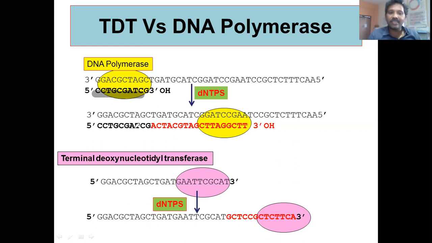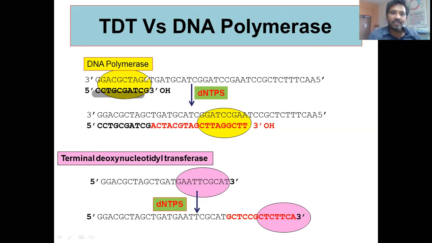It will synthesize the new strand by using the primer as well as the template to synthesize the complementary strand. So whatever nucleotides are incorporated at the 3' end of the primer, they are complementary to the strand already there. They are not very different.